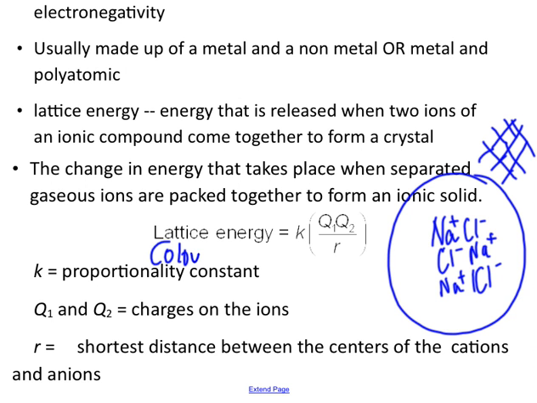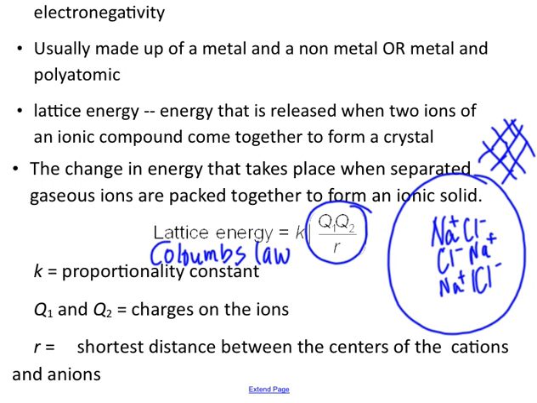If you see it on the AP and they say Coulomb's law, I don't want you to freak out. I want you to focus on QQ over R. Whenever you talk about lattice energy, whenever you talk about why one bond, ionic bond, is stronger than another, you have to use lattice energy as your argument, or Coulomb's law.